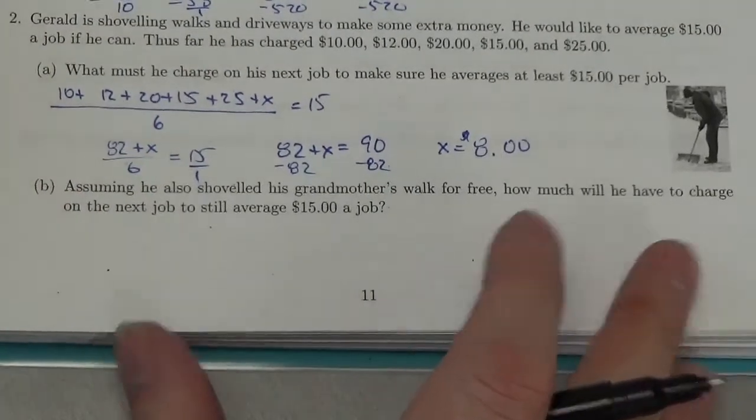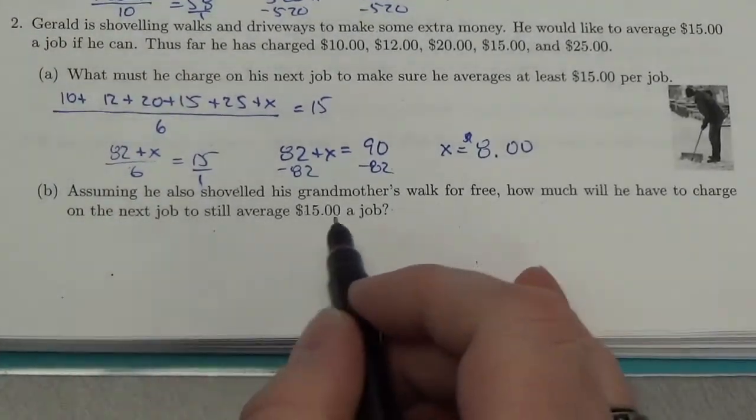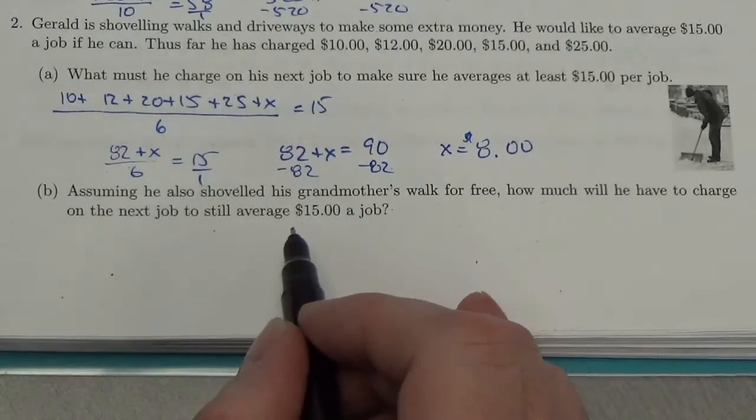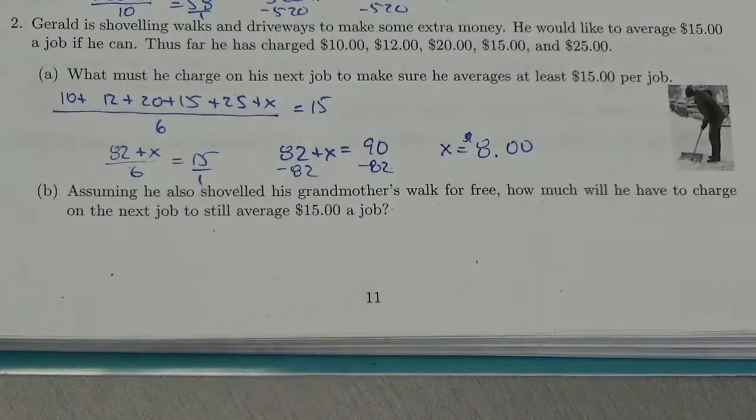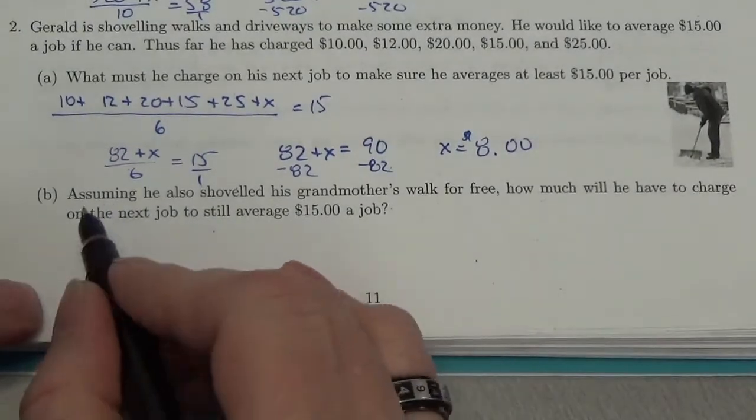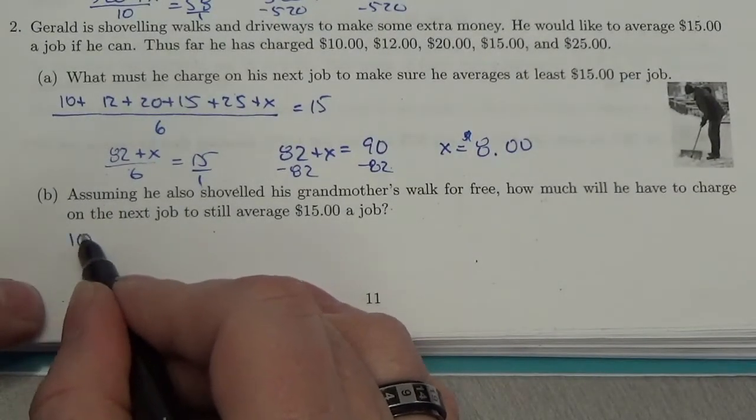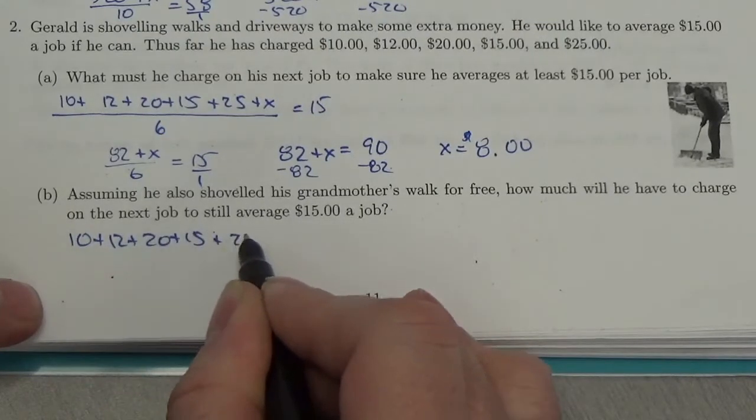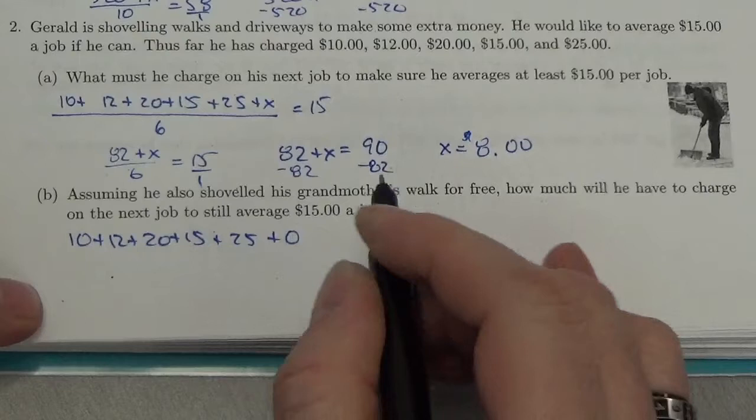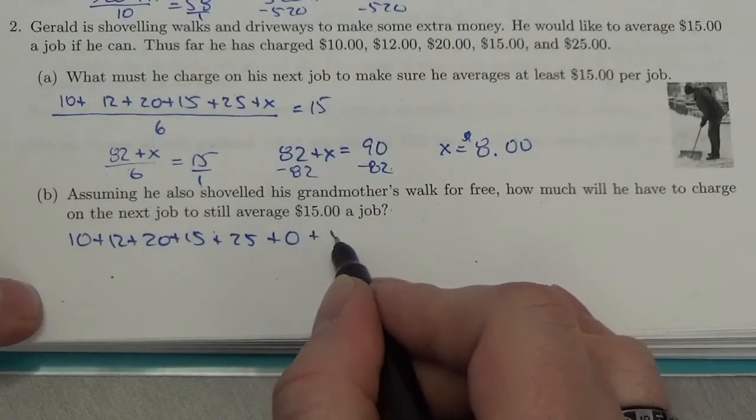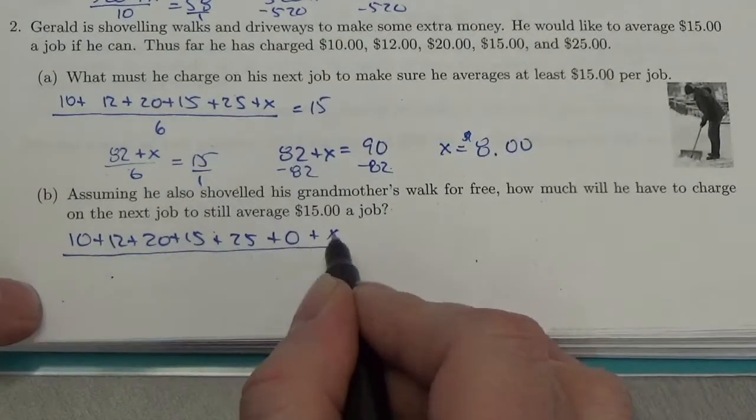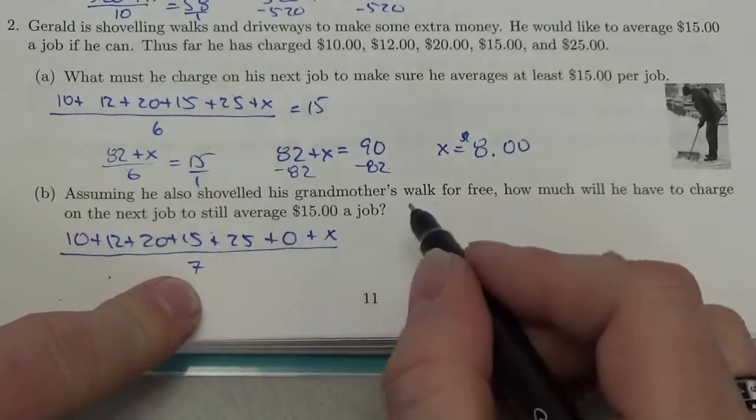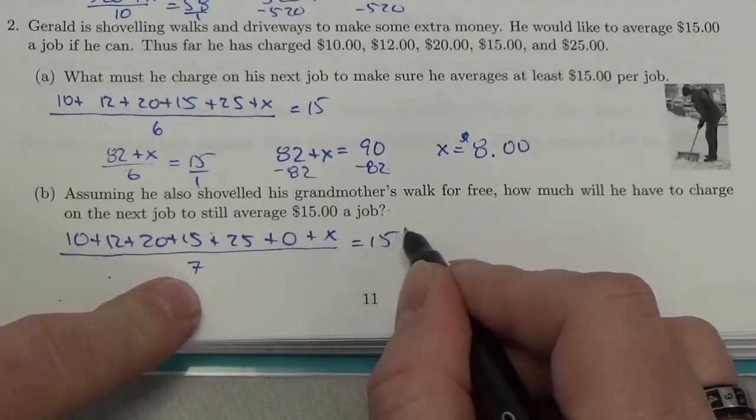Now, next question though. Assuming he also shoveled his grandmother's walk for free, how much will he have to charge for the next job to still average $15 per job? Okay, well, that means he's done 10 plus 12 plus 20 plus 15 plus 25 plus 0, there's his grandmother, plus x. This time, this increases the number that we're dividing by, so it's going to be out of 7 is equal to 15.